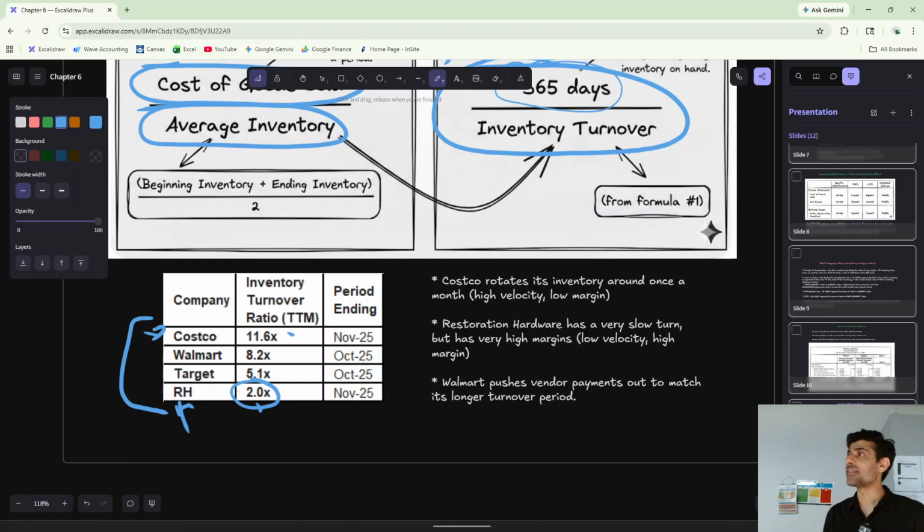Restoration Hardware is going to try to sell higher dollar price stuff and make more margin, but they're not going to have as much turnover. Costco has very low margins, but they're cranking through a bunch of inventory every month. Okay. Now, which one is a better business? There are other metrics to figure that out, but they're just two different business models. So both can be successful.